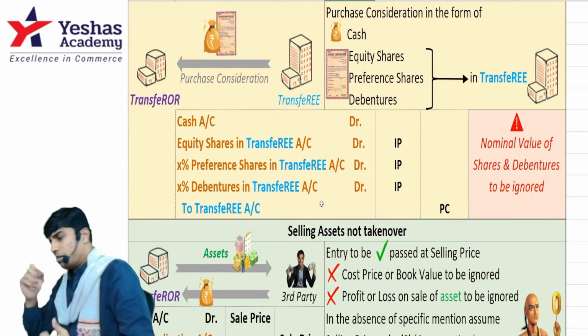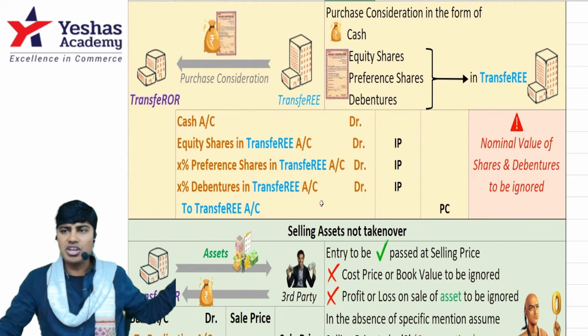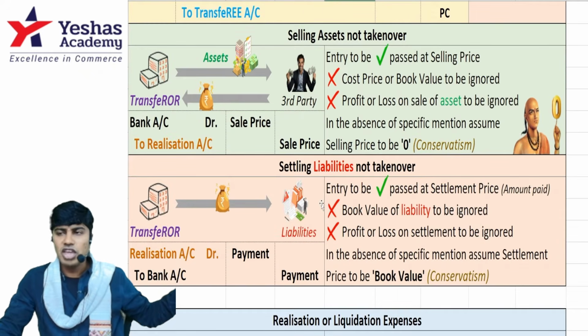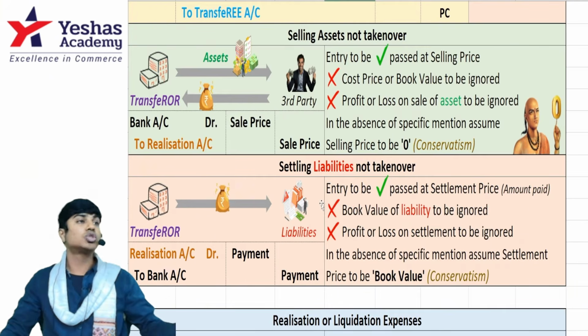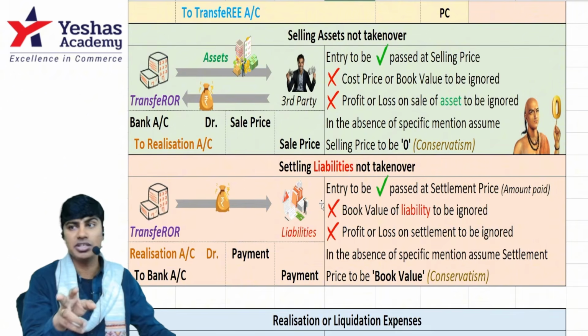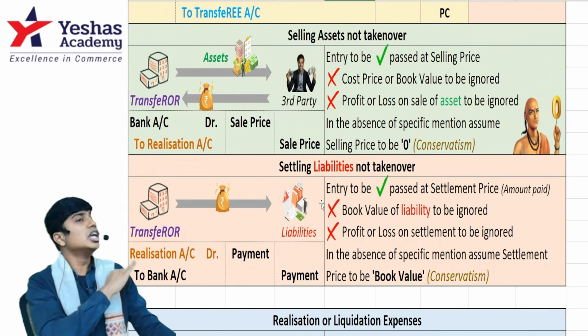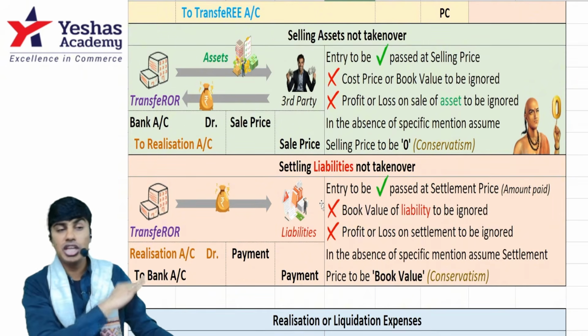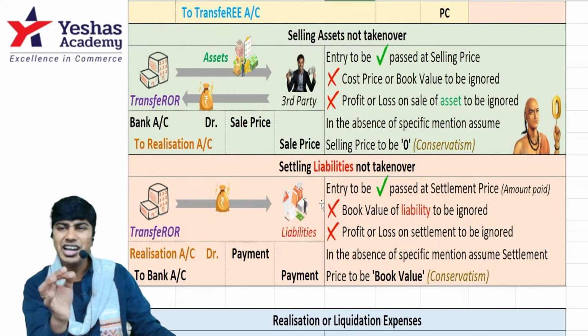Then I turn and I'm going. I hear the noise. In case they throw the box, I'll go check the box. If the box has some asset and if it is sold, the journal entry will not be asset to bank, and it will not be bank to asset. It will be bank to realization. Ignore profit or loss on sale. Ignore book value. Write the entry at selling price.